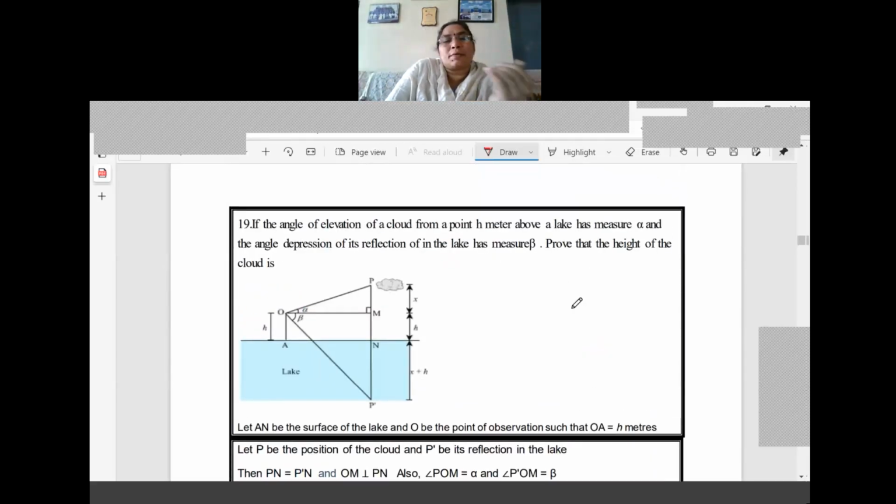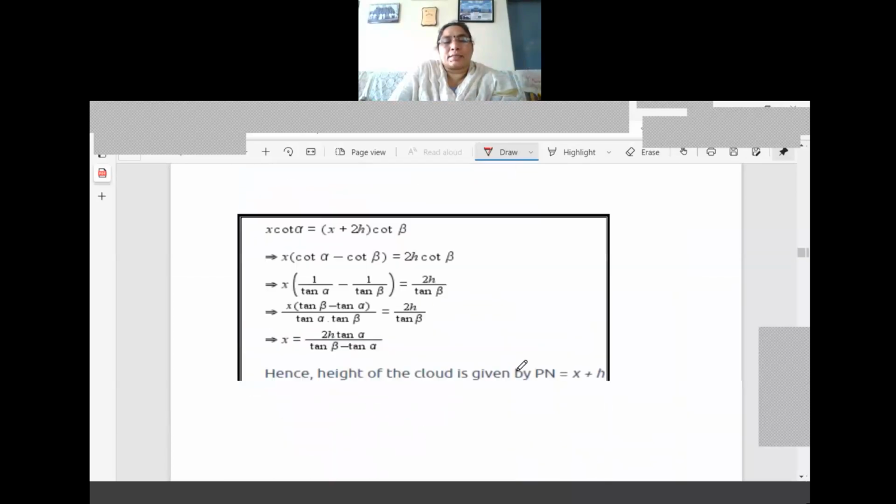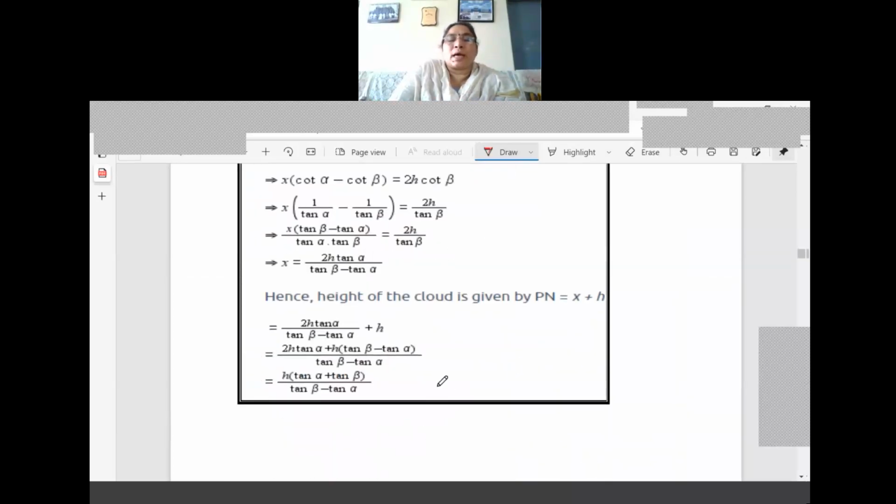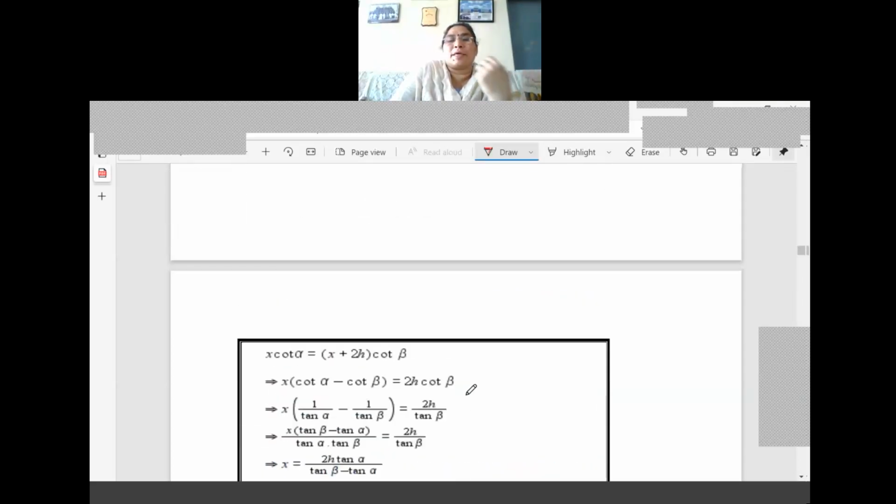I'll explain this one after coming to school one more time. We can go for this question. The angle of elevation of the cloud from a point h meter above the lake has a measure alpha, and the angle of depression of its reflection in the lake has a measure beta. Prove that the height of the cloud equal to h into tan alpha plus tan beta divided by tan beta minus tan alpha should get. Prove that or find the height of the cloud we can make it.